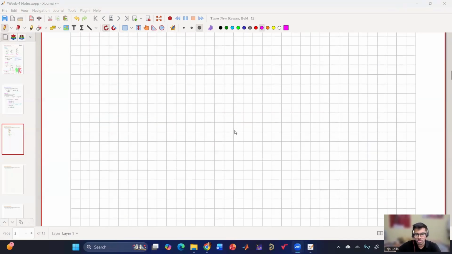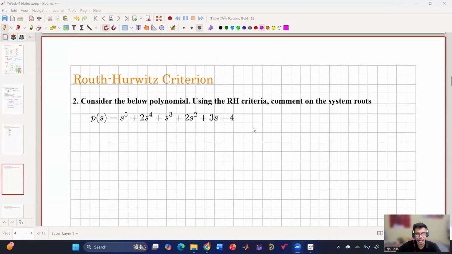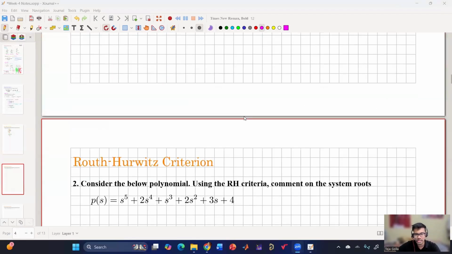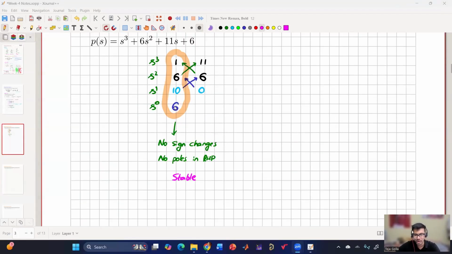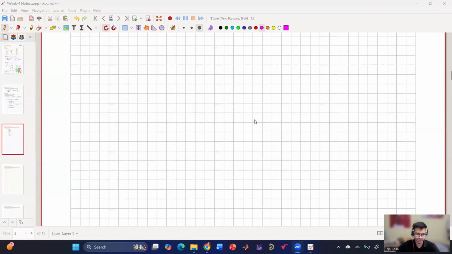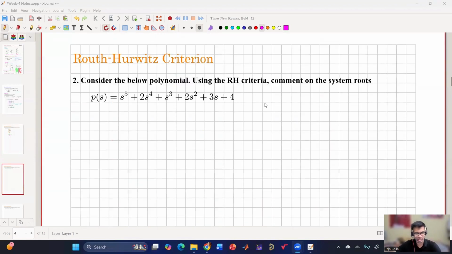Now let us solve one more problem. Here I have considered a little higher degree. Previously it was s to the power 3, where we got 2 elements in each row and then one element, so it was relatively easier. Now let us start with s to the power 5, because this is fifth order.